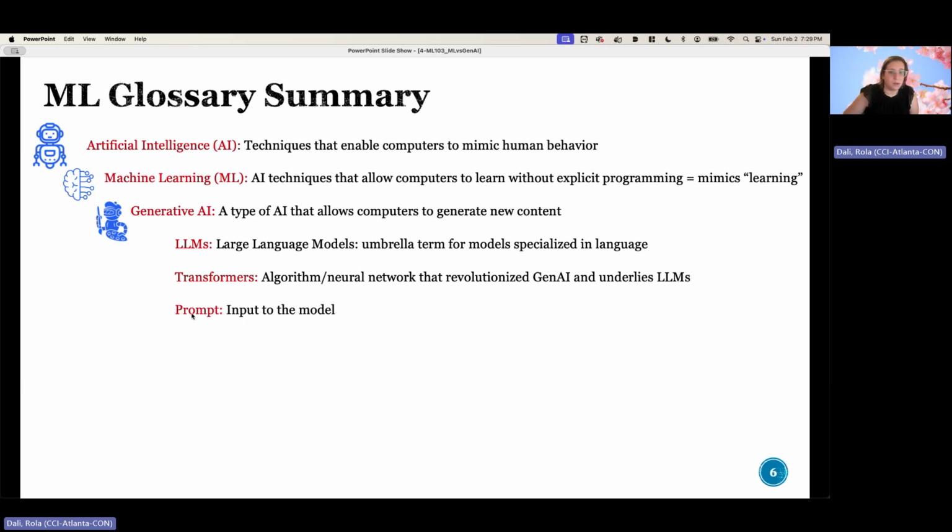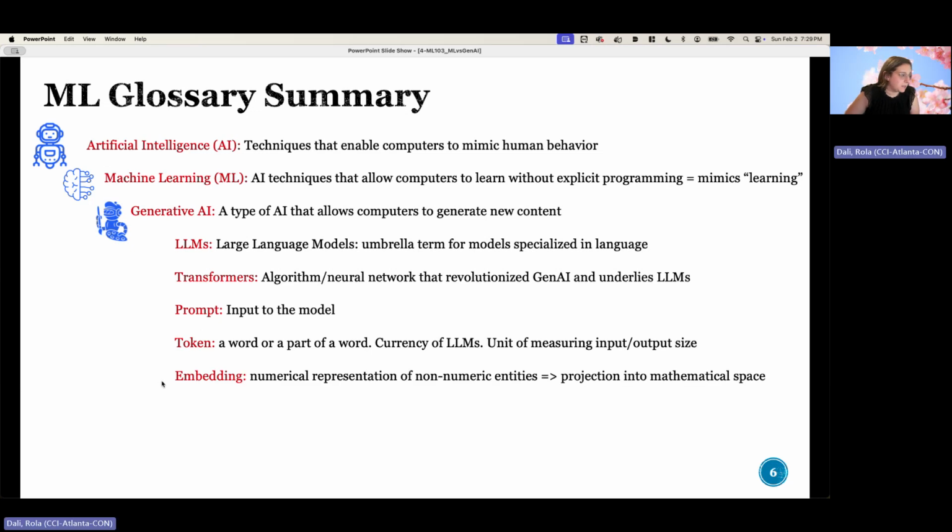A prompt is the input to the model. It's the actual text that you're giving the model. That's the input. It's called a prompt. A token is a word or part of a word. It's the currency of an LLM. So the context windows that we talked about, how much it takes in or spits out, the unit of measuring input and output size is a token. An embedding is a numerical representation of a non-numerical entity. So it's a projection into mathematical space, and we'll see why this is important.